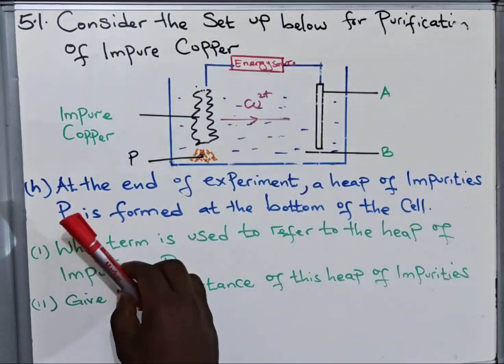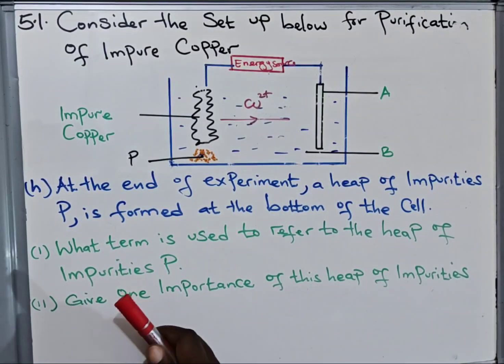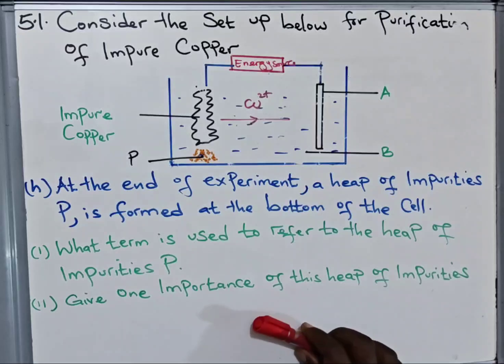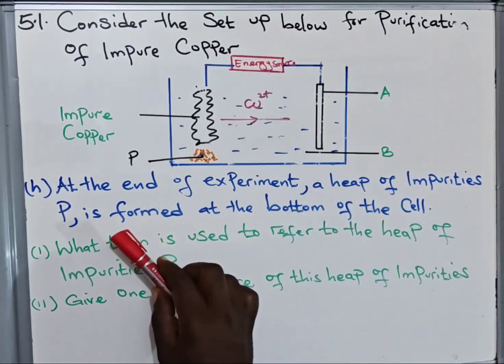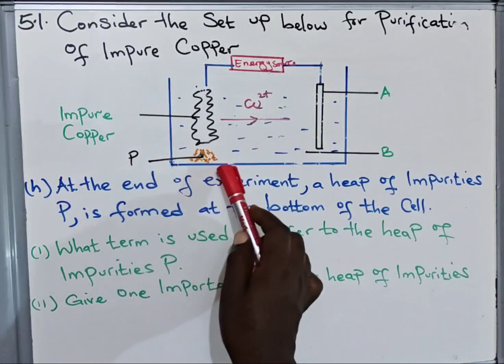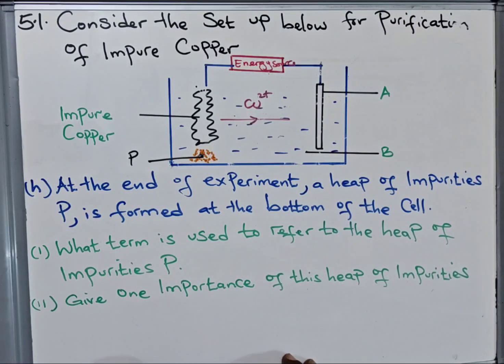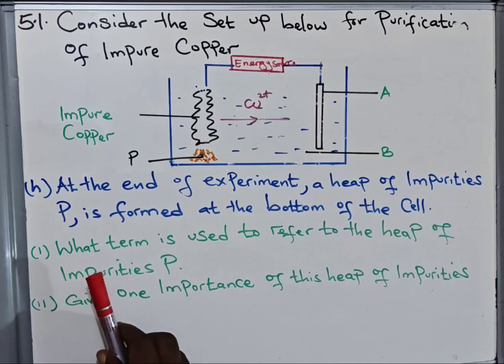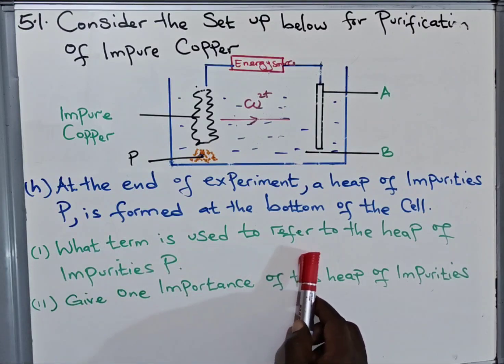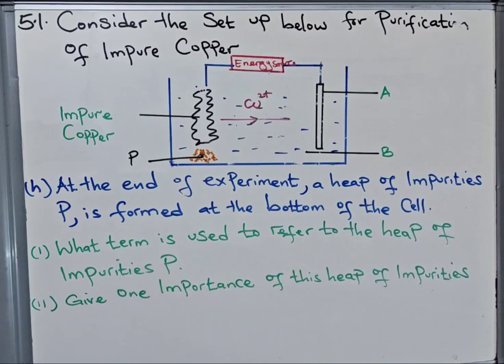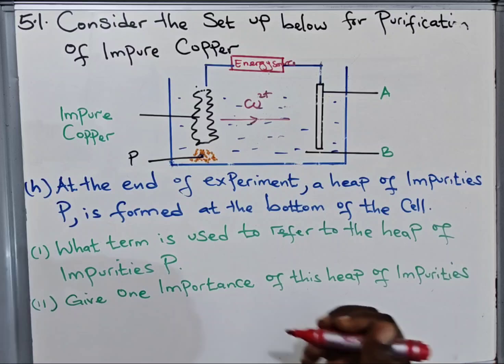Then we come to this question. It says that at the end of the experiment, a heap of impurities, P, is formed at the bottom of the cell. What term is used to refer to the heap of impurities, P? What do we call that heap of impurities? We call it sludge.